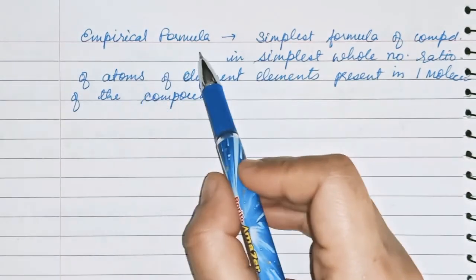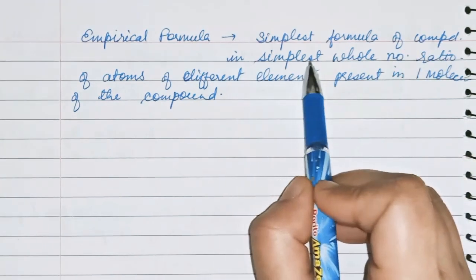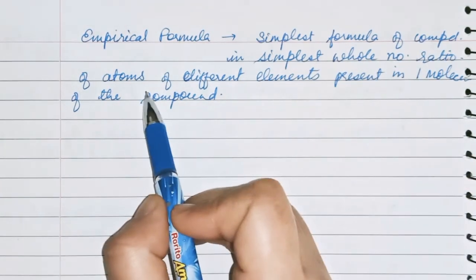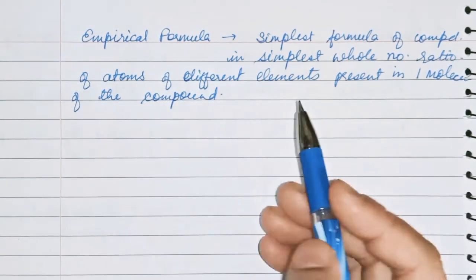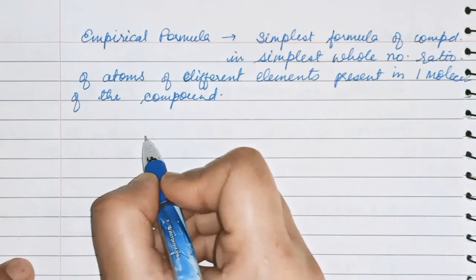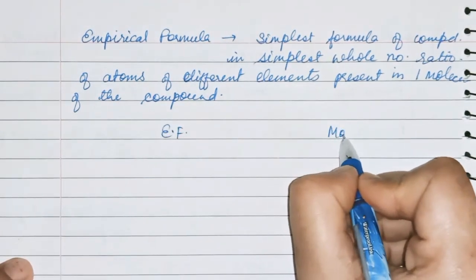Now next is empirical formula. It is the simplest formula of a compound, in simplest whole number ratio of atoms of different elements which are present in one molecule of the compound. Let's take some examples of empirical formula and molecular formula.